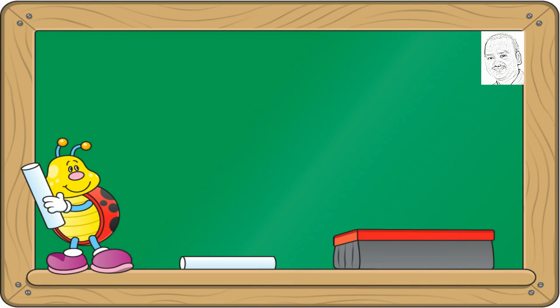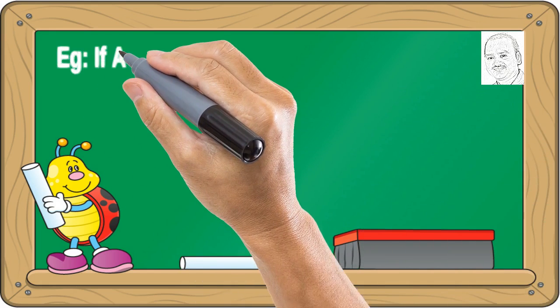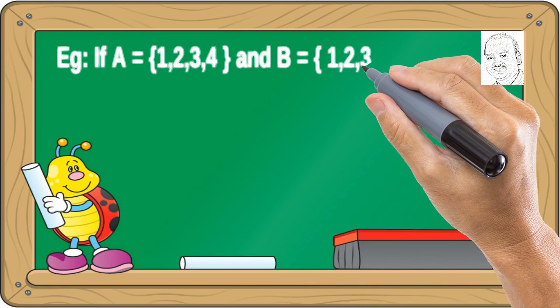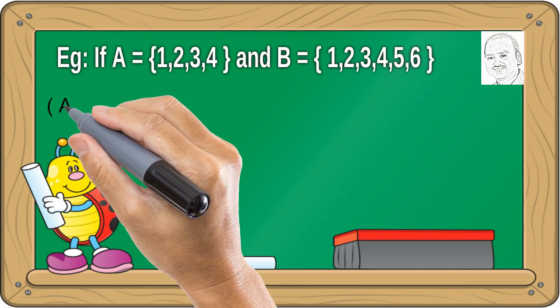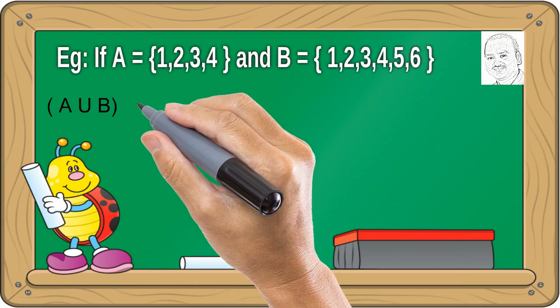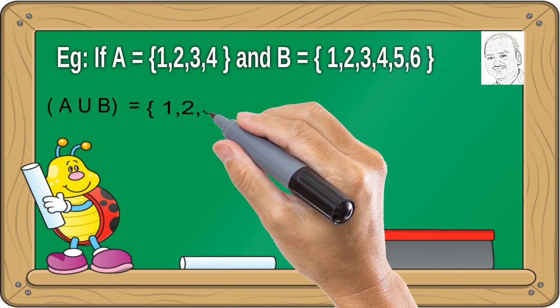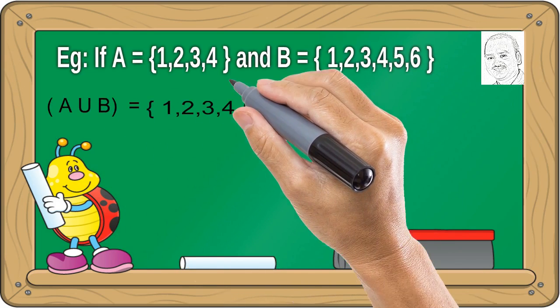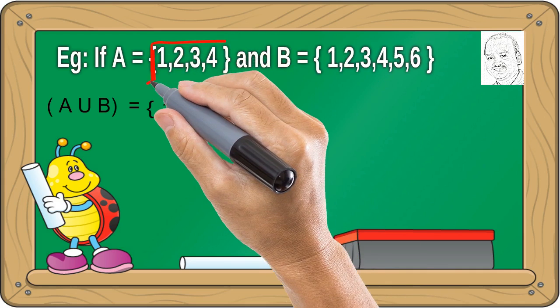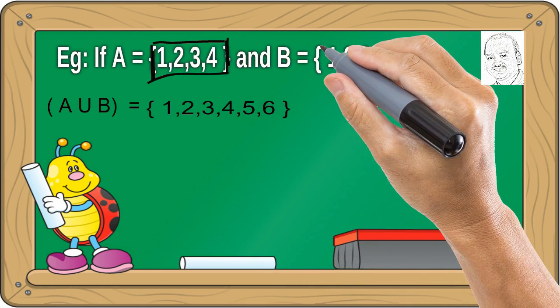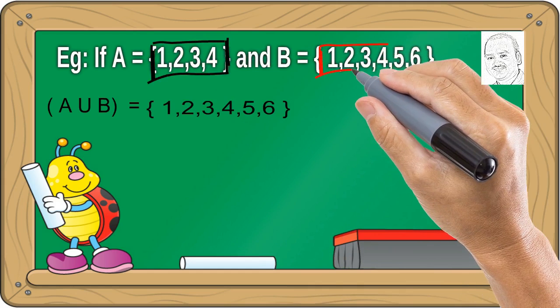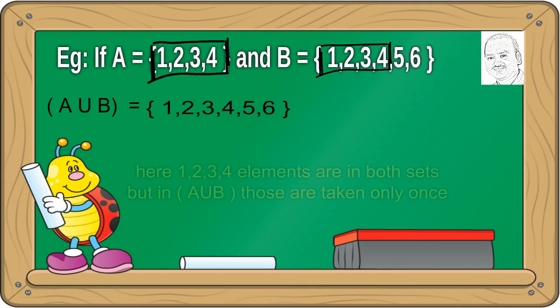Let us see an example. If A is equal to {1, 2, 3, 4} and B is equal to {1, 2, 3, 4, 5, 6}, therefore A union B is equal to {1, 2, 3, 4, 5, 6}. Here 1, 2, 3, 4 are common elements in A and B, but we take them only once in A union B.